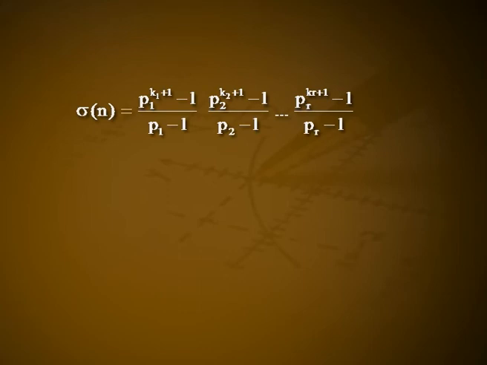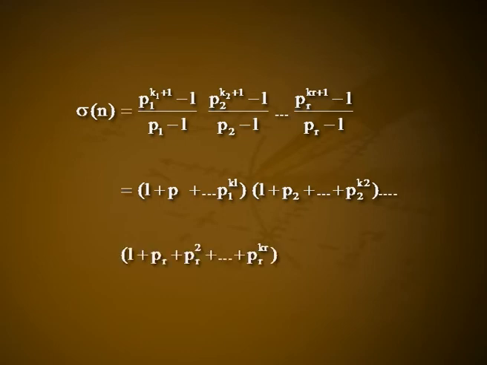2. Also, sigma of n is equal to p1 raised to k1 plus 1 minus 1 by p1 minus 1 into p2 raised to k2 plus 1 minus 1 by p2 minus 1 into etc. into pr raised to kr plus 1 minus 1 by pr minus 1, which is equal to 1 plus p1 plus etc. plus p1 raised to k1 into 1 plus p2 plus etc. plus p2 raised to k2 into etc. into 1 plus pr plus pr square plus etc. plus pr raised to kr.